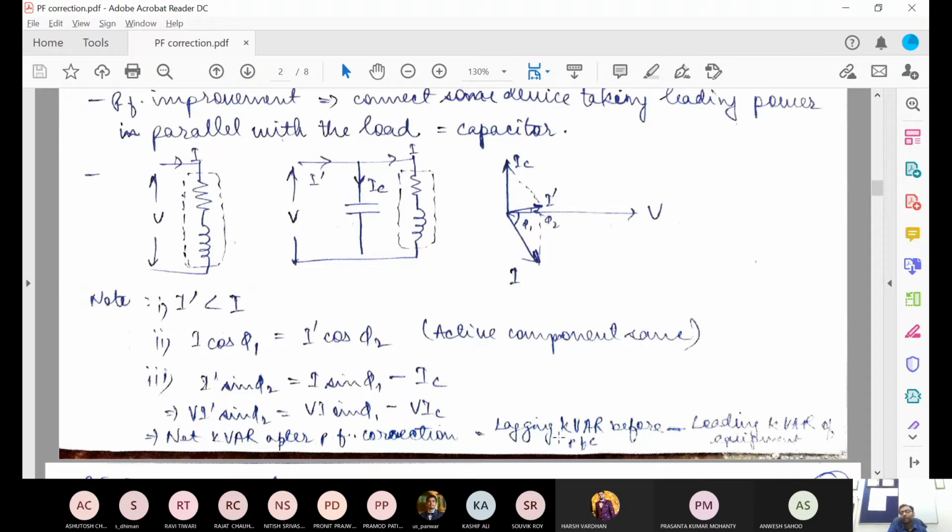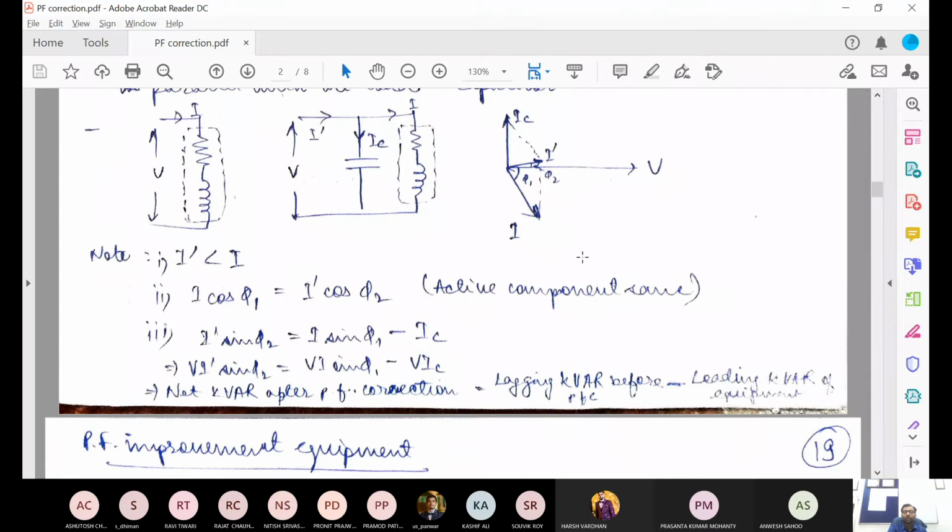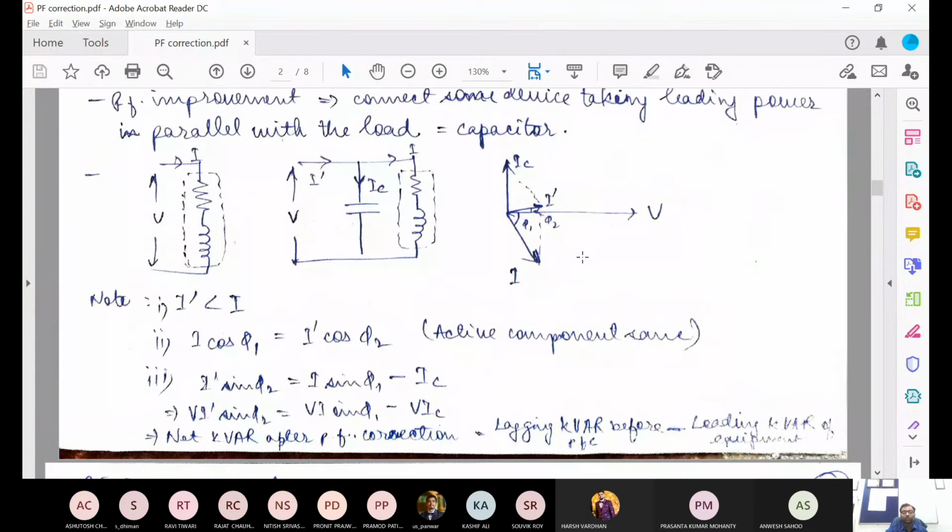And you can look at this equation and also see that if the leading kVAR of the power factor correction equipment is lesser, then the resultant net kVAR will still be lagging in nature. But like in this example here, the leading kVAR of the equipment is more than the lagging kVAR originally there in the circuit. So you get the net kVAR as negative, which means the negative sign indicates that it is capacitive in nature. And that's why I dash is leading V. So that is the fundamental principle. Okay. Any questions so far? Then we'll go to the equipments.